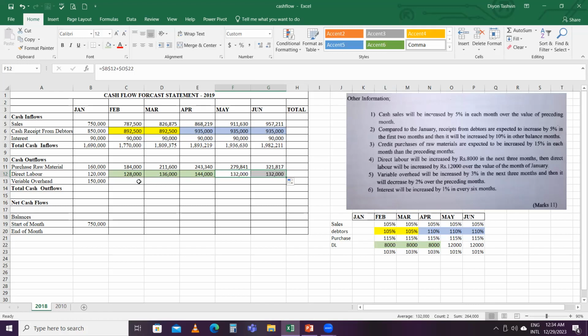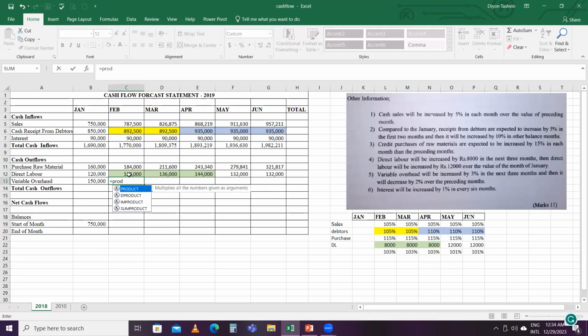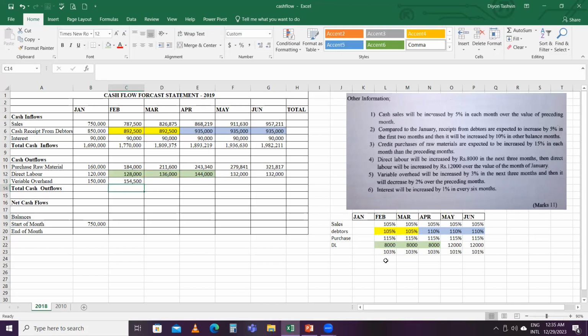Now we are moving to the variable overhead. Variable overhead will increase by 3% in the next 3 months. So this should be increased by 3% in the next 3 months. So we can use the product function, and this value should increase by 103% in the next 3 months. Next stream is up to the April month.